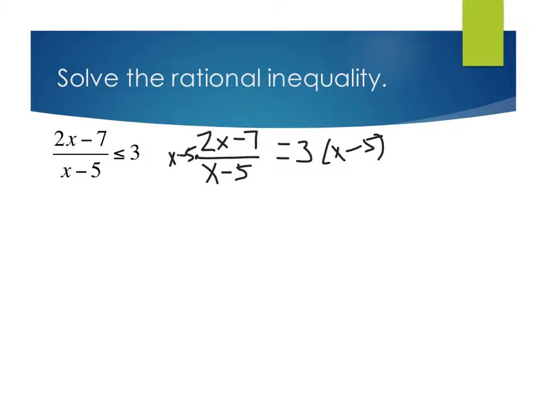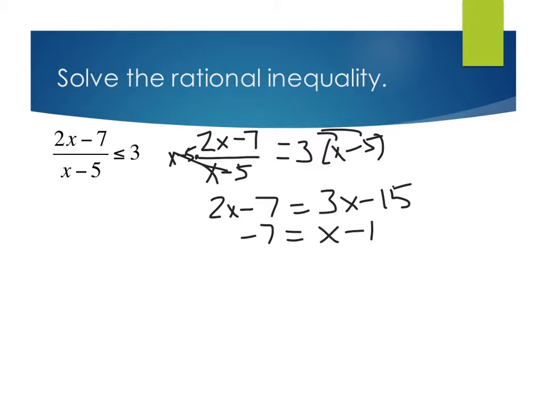Okay, so x minus 5 is canceled over here, so we're left with 2x minus 7. Make sure we distribute, so we have 3x minus 15. Okay, move the 2x over, so we have negative 7 equals 1x minus 15. Add 15 to both sides, so we have x equals 8. We also know that x cannot equal 5 because that would make the denominator equal to 0.